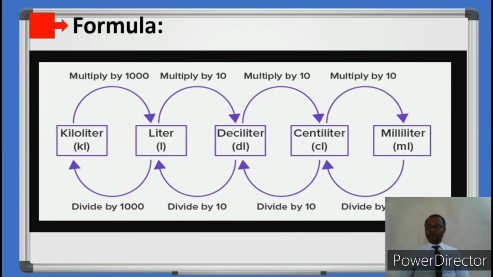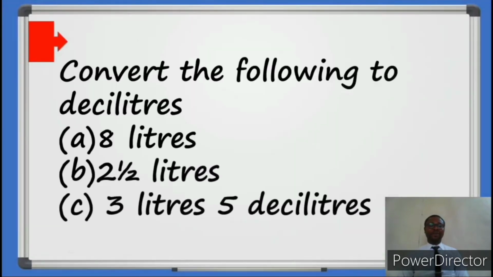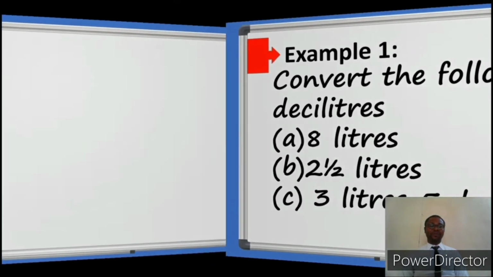Let us learn more from the following examples. Let's take our first example, example 1. Convert the following to deciliters. A, 8 liters. B, 2.5 liters. And C, 3 liters, 5 deciliters. Let's convert them to deciliters. Let's start with the first one.